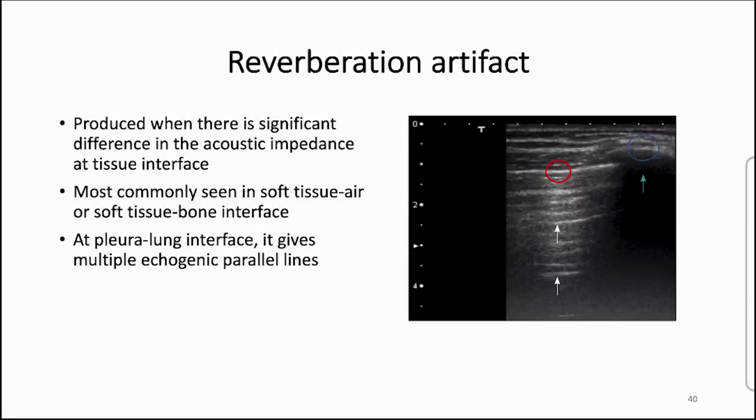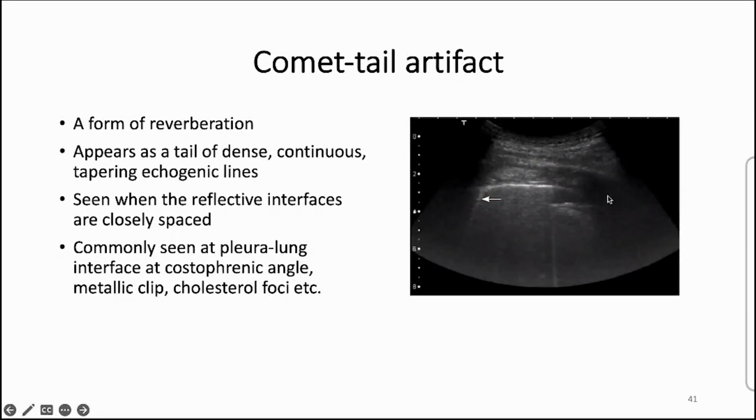And the second one is important. This is the comet-tail artifact, a vertical line seen when air is transmitted back from the pleura, or when there is interstitial edema or interstitial fluid. It is just like a comet, so it is called the comet-tail artifact. It is a normal phenomenon, but if the comet-tail artifacts are more than 4 or 5 in a window, it is pathological. Then we call it the B lines.